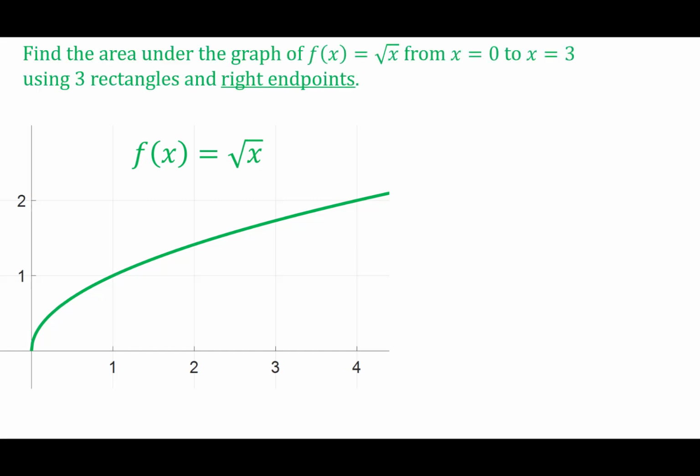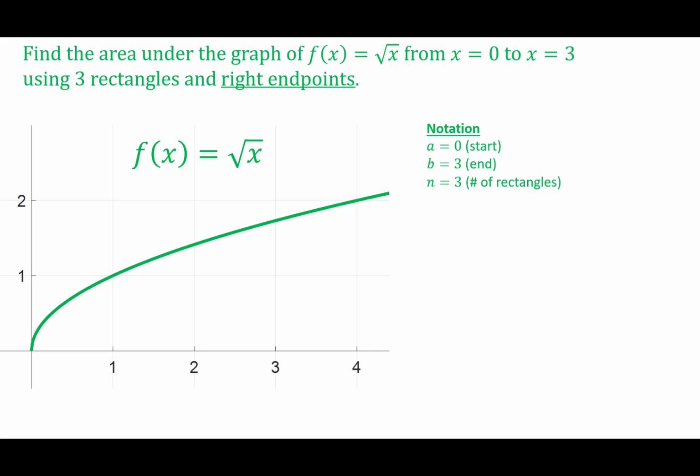Find the area under the graph of f of x equals the square root of x from x equals 0 to x equals 3 using three rectangles and right endpoints. To be able to do this and to communicate this idea well, we need to introduce some new notation. So let a equal 0 be the start, and b is the end. So b is equal to 3 because we're going from x equals 0 to 3.